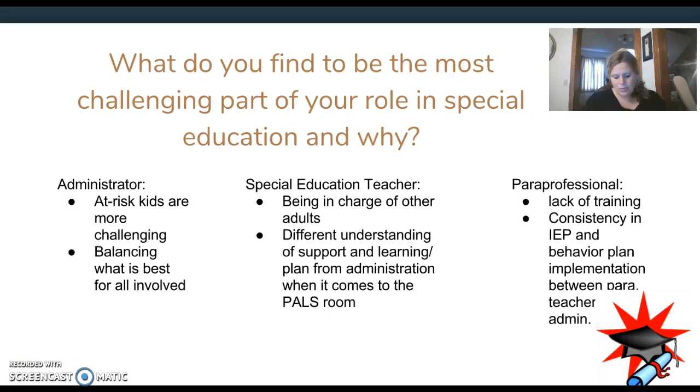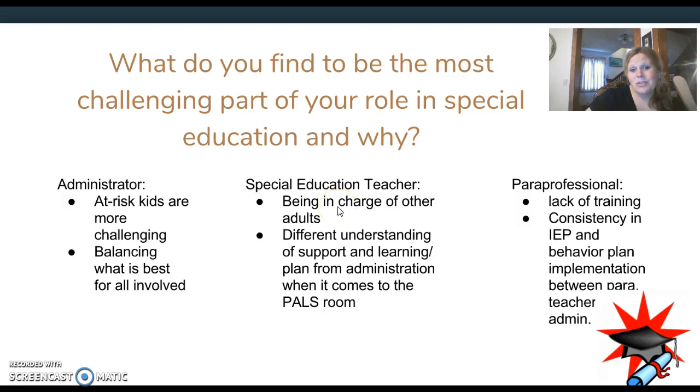I enjoyed this question as I visited with all 3 of them, hearing their perspective on what's challenging in special education. My administrator went on to say, besides finding the balance of what's really best for our kids, our staff, and the other kids in the rooms, that at-risk kids are more challenging to deal with because they don't have that plan, they don't have that state support, and they are oftentimes very difficult kids to work with and get the support that they need.